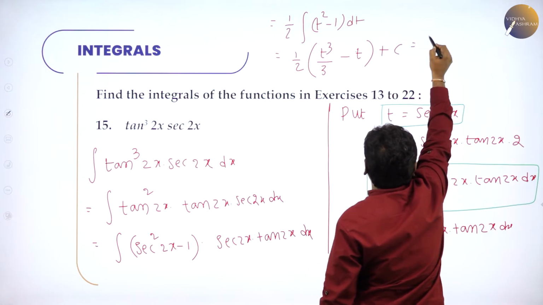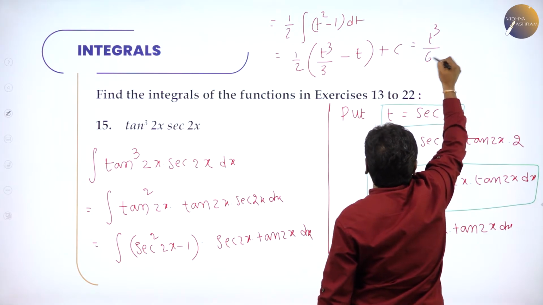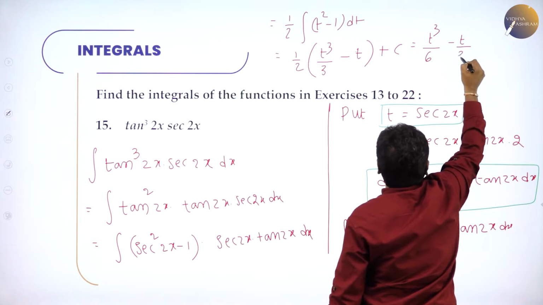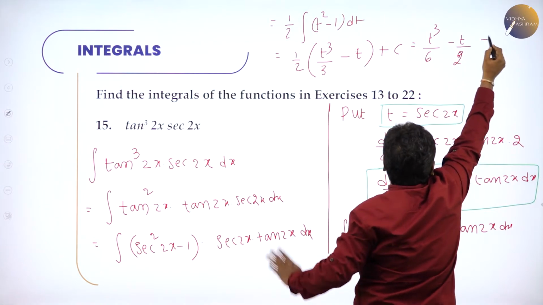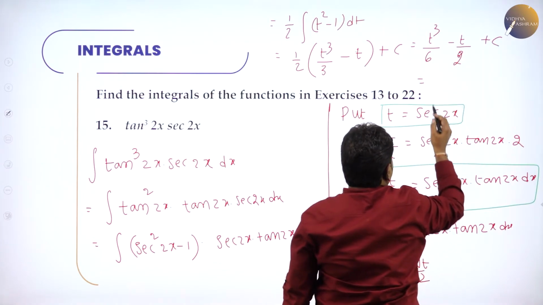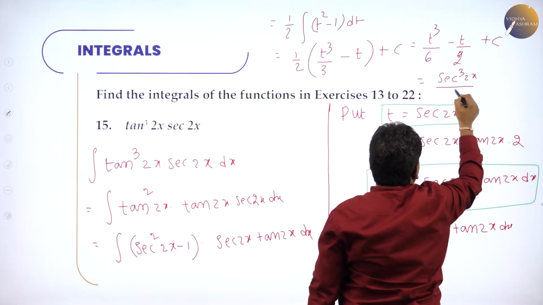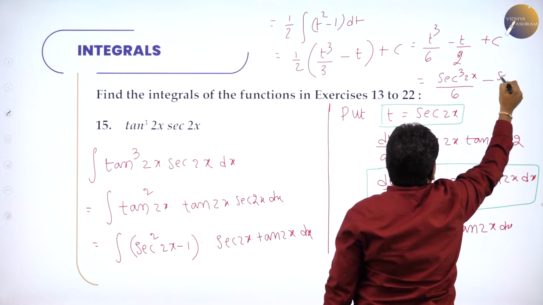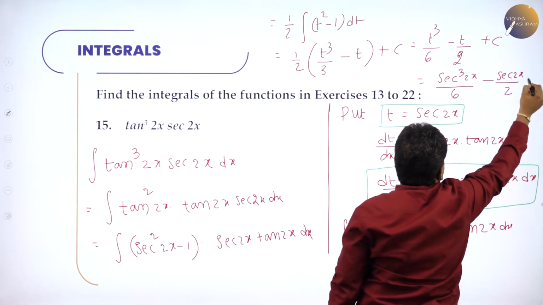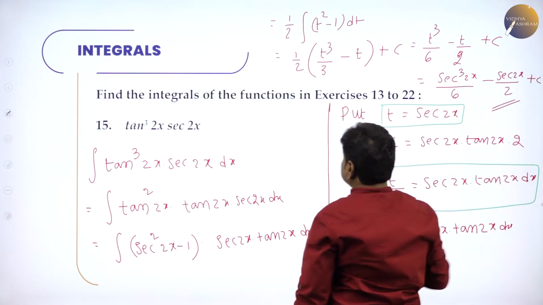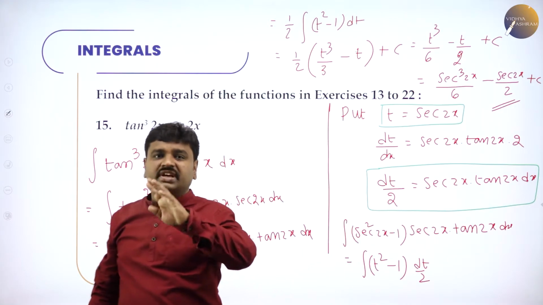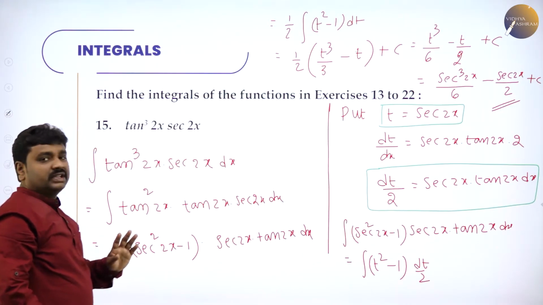Further simplify, it will become t cube divided by 6 minus t divided by 2, take 2 inside, plus c. Substitute the value of t. What is the value of t? Secant 2x. So the answer is secant cube 2x divided by 6 minus secant 2x divided by 2 plus c. This is the final answer. So in the place of t, put secant 2x or substitute, you will get the required value.